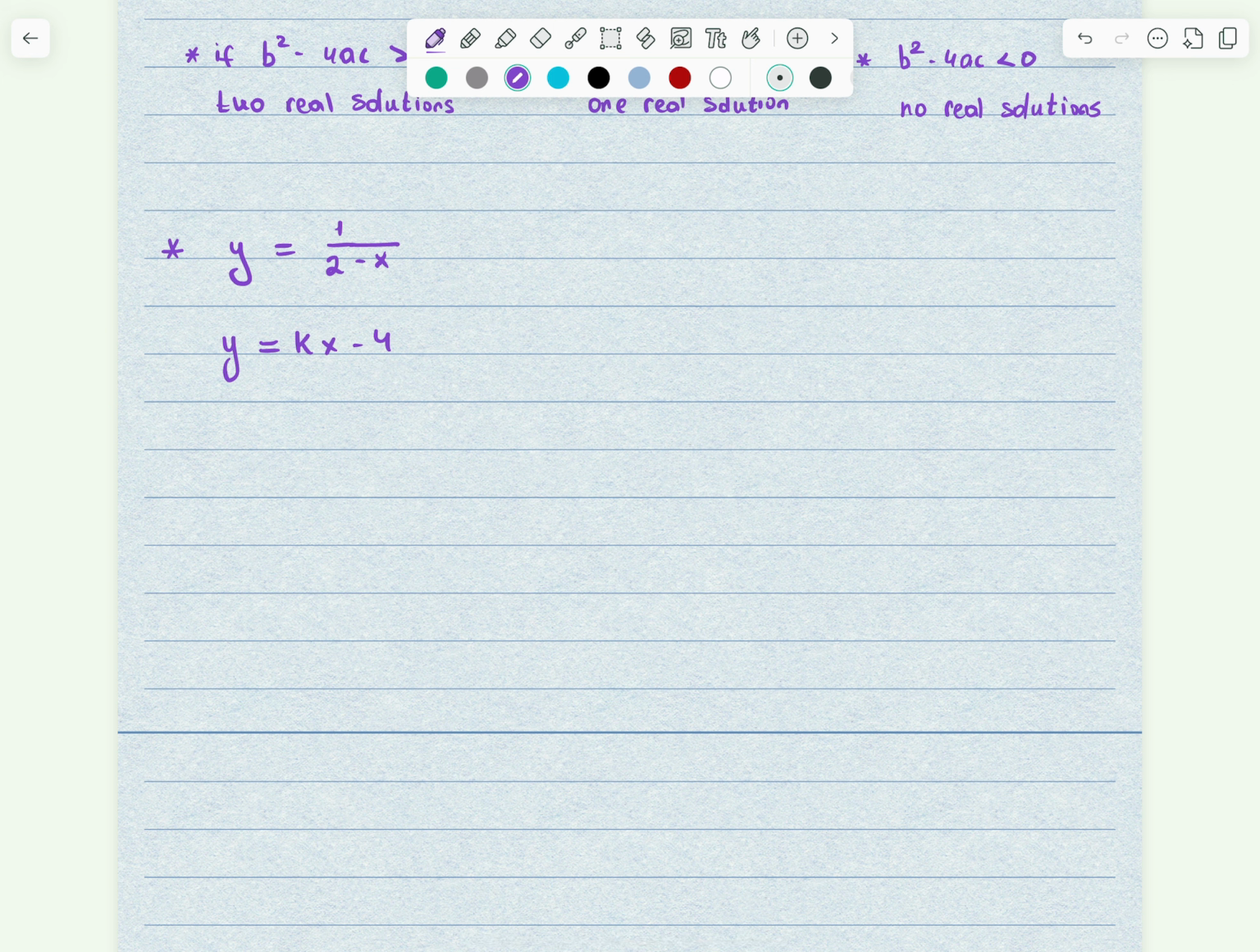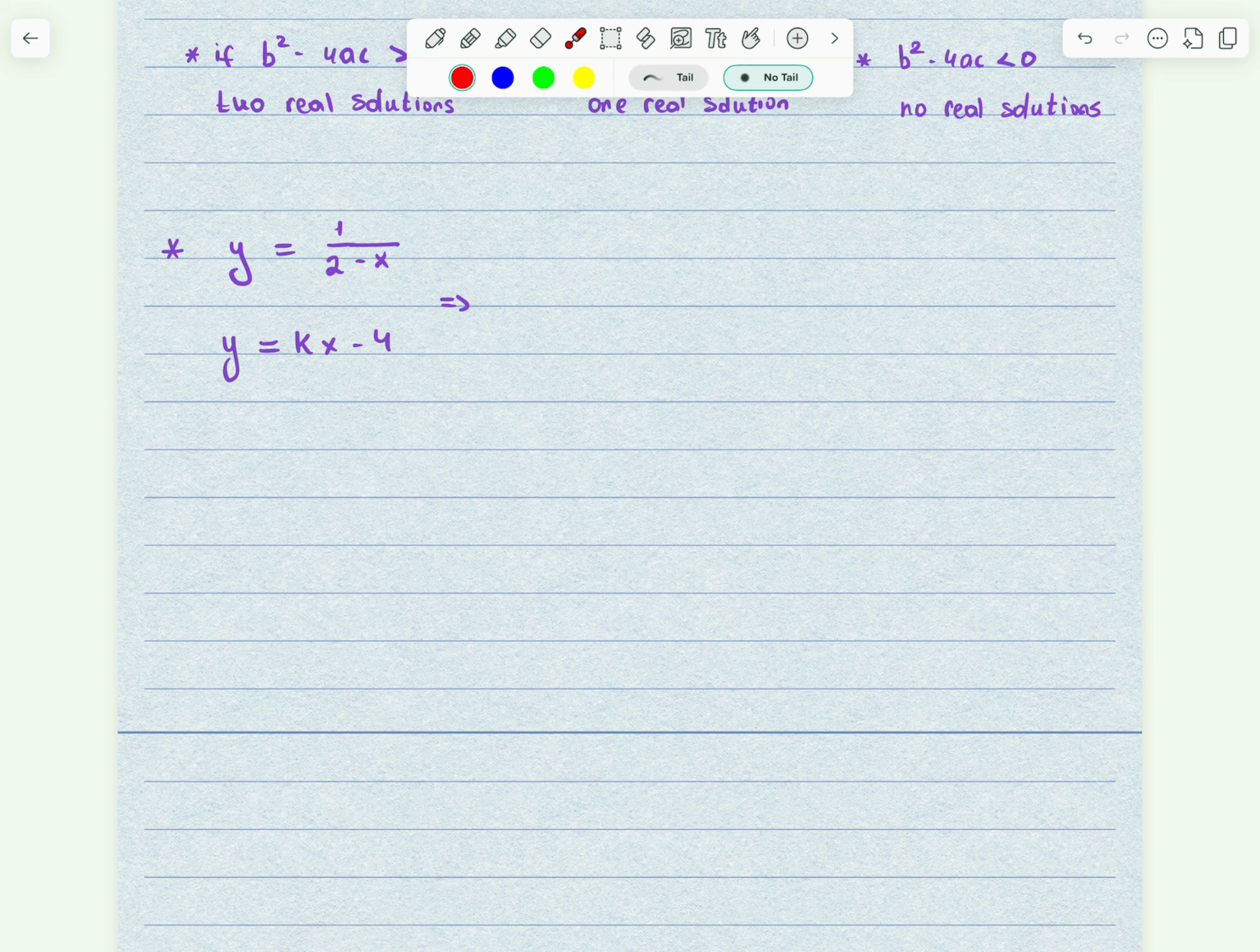How do we solve the simultaneous equation? Since grade 8, I guess, it's just either the substitution method or the elimination method. The elimination method wouldn't work here because of the kx and the 2 minus x. It can work, but it will be a lot of working.